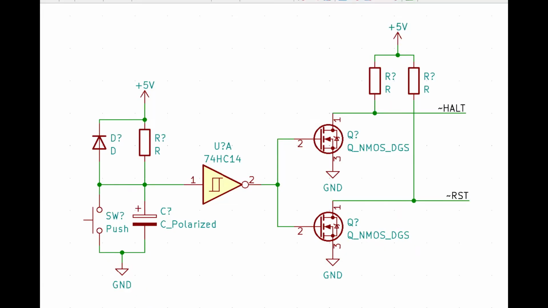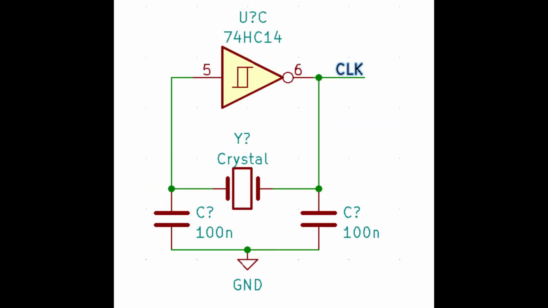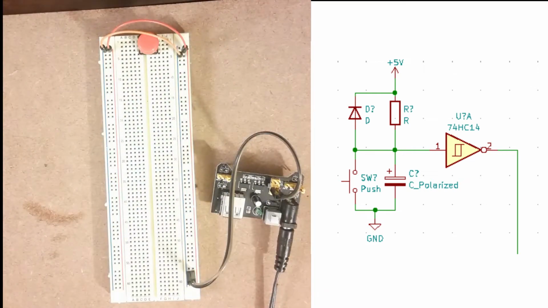Apart from pulling down the data bus, we also need a reset circuit to reset the CPU when power is applied, and an oscillator circuit to provide the clock for the CPU. I will start with the reset circuit.